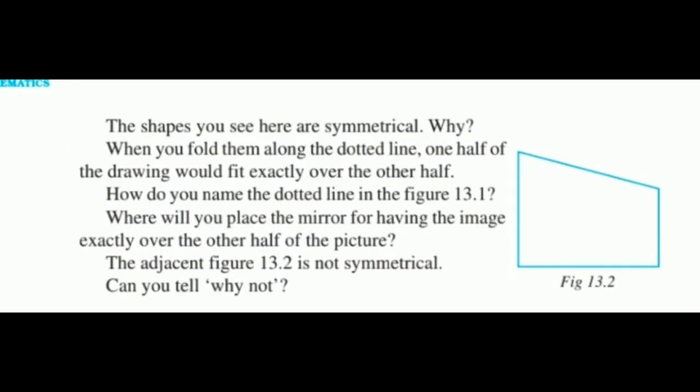The shapes you see here are symmetrical. Why? When you fold them along the dotted line, one half of the drawing would fit exactly over the other half. How do you name the dotted line in figure 13.1? Where will you place the mirror to have the image fall exactly over the other half of the picture? The adjacent figure 13.2 is not symmetrical. Can you tell why not?